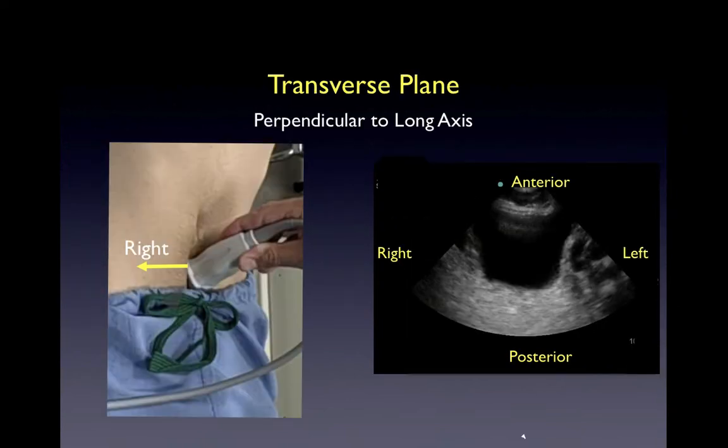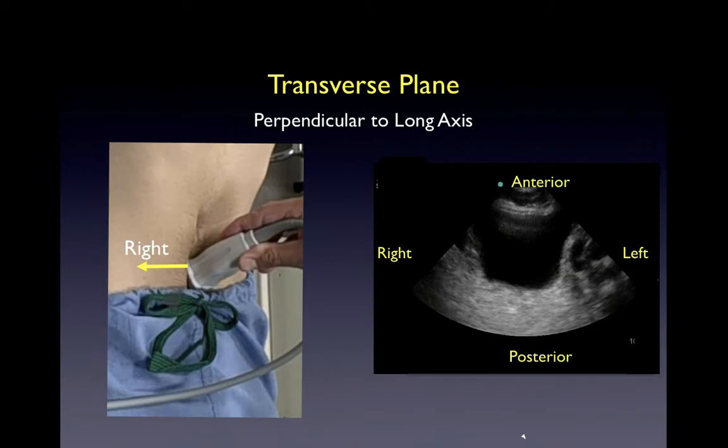Next, a little discussion of the transverse plane. This is also called the axial plane. Here we're perpendicular to the long axis, and you're essentially separating the head from the feet. The operator has the probe marker pointing towards the patient's right. So in the application on the screen, where that dot is, the green dot, that corresponds to the patient's right. The other side is the left.